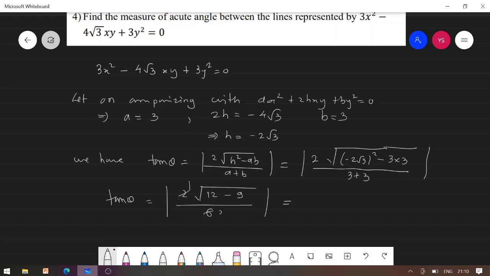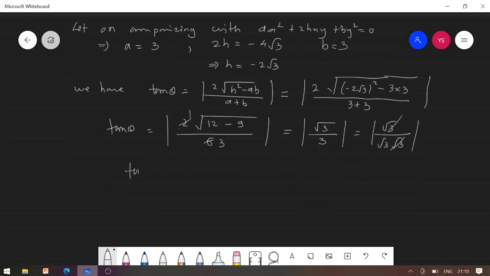Now 2 1s are 2, 2 3s are 6, while 12 minus 9 becomes root of 3 divided by 3. We can write the 3 as root 3 into root 3 over here, one of the root 3 getting cancelled. So we have tangent of angle theta becomes 1 upon root 3. So that implies angle theta, or the acute angle between the pair of lines, is given by theta equals tan inverse of 1 upon root 3, and that should be either pi by 6 or 30 degrees.